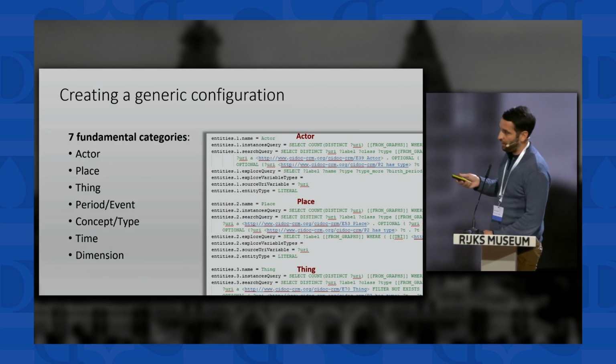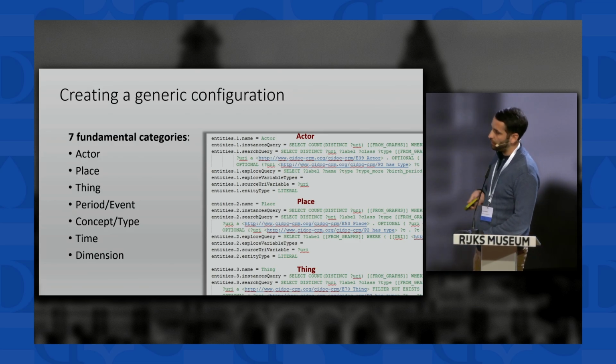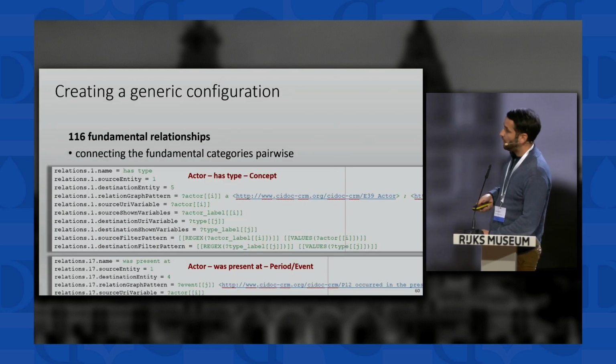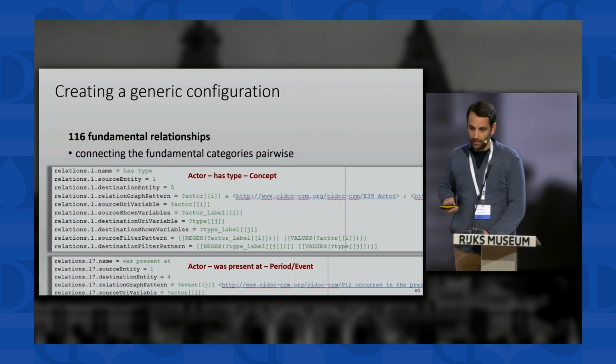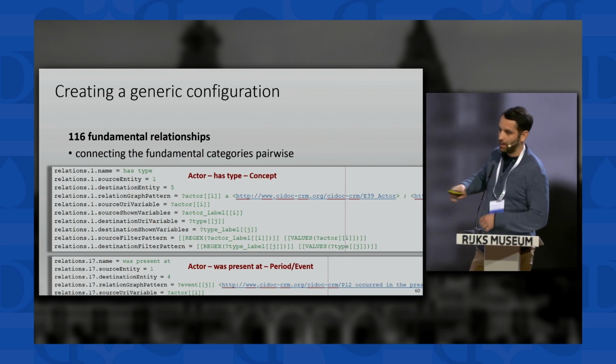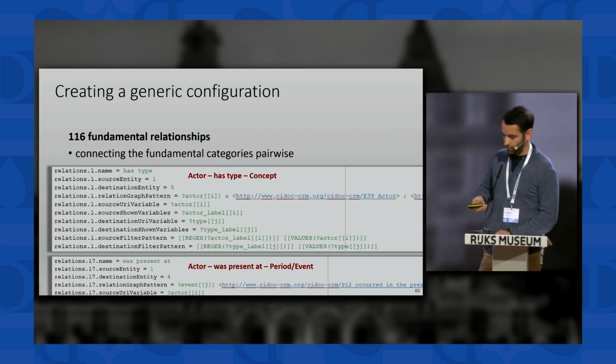And so we have 7 fundamental categories: actor, place, thing, period, event, concept or type, time, and dimension. And we have configured all these categories. We also have 116 fundamental relationships that connect the fundamental categories pairwise. For example, the first one is the actor has type concept relationship, or another is actor was present at. And these relationships cover more specific relations.